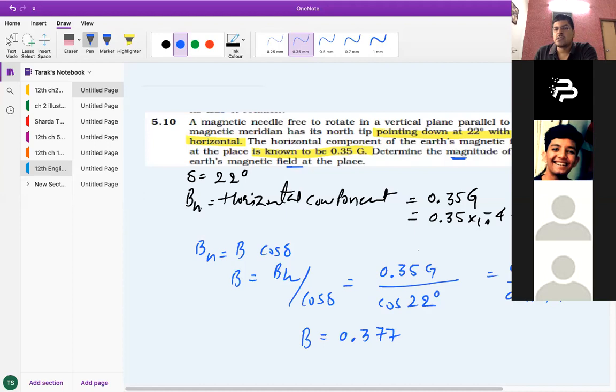So 0.377. This is the value in terms of Gauss. Rounding it off, it is 0.38 Gauss, or you can convert it to Tesla. So B is equal to 0.38 cross 10 to the power minus 4 Tesla. So you can choose any answer.